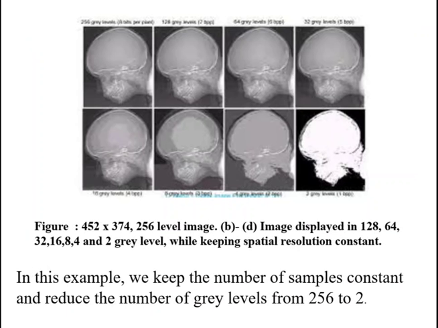In this example, we keep the number of samples constant and reduce the number of gray levels from 256 to 2. As a very rough rule of thumb, and assuming integer powers of 2 for convenience, images of size 256 by 256 pixels with 64 intensity levels and printed in a size format on the order of 5 by 5 centimeters are about the lowest spatial and intensity resolution images that can be expected to be reasonably free of objectionable sampling checkerboards and false contouring.